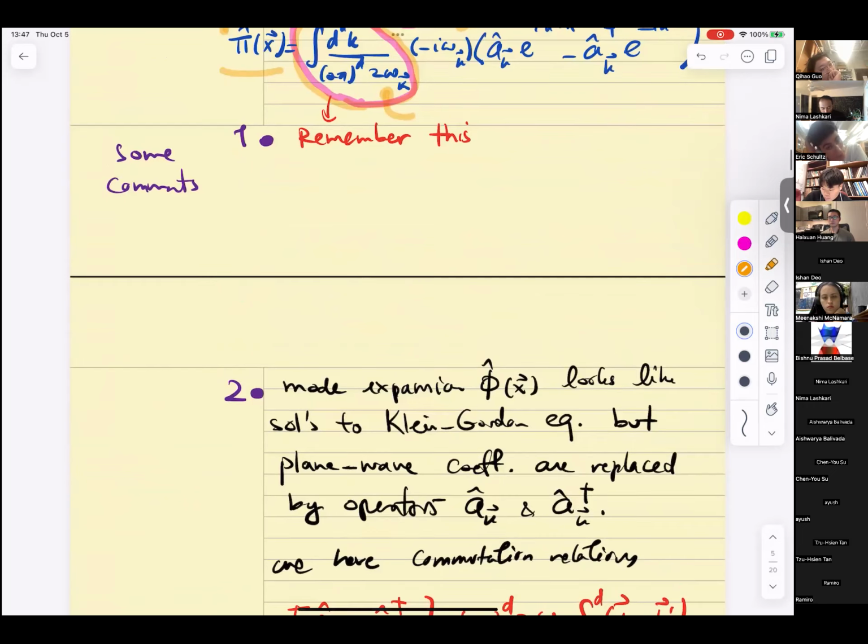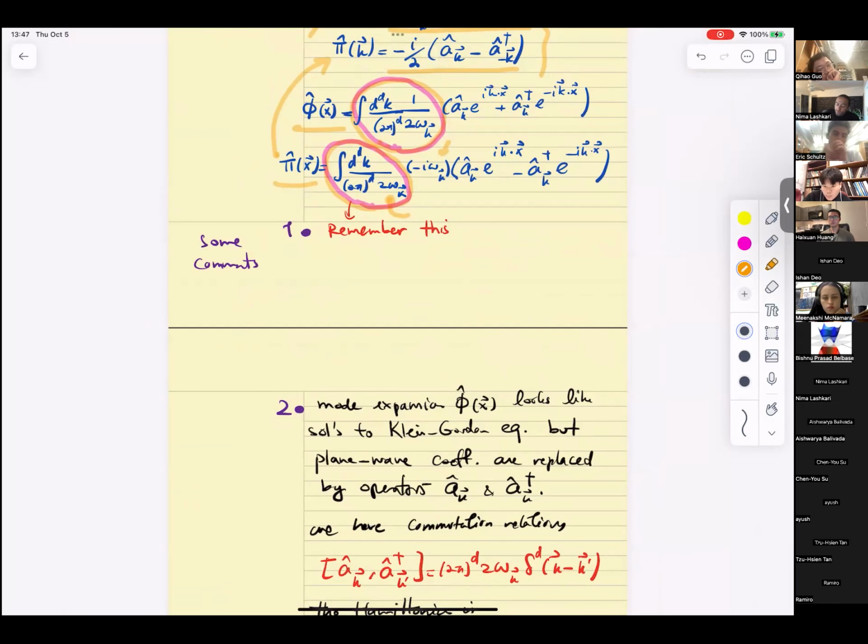Comment number two is that if you recall, when we wrote down the Klein-Gordon equation and we solved it, what we found was precisely the same sort of modes. The solutions are plane waves, and the coefficients of these were a bunch of different values you could put in to get a solution. What we've done is that those plane wave coefficients have been promoted to operators in this example.